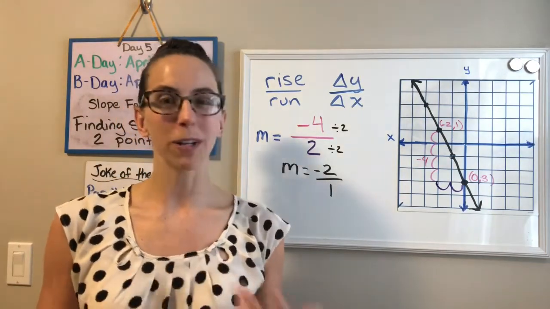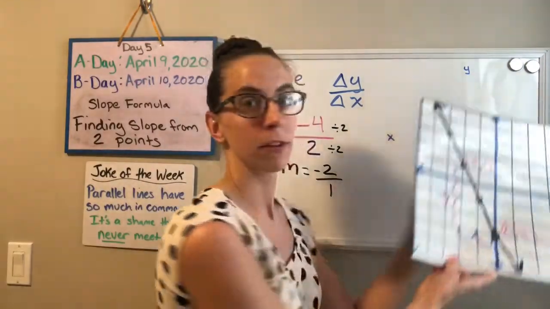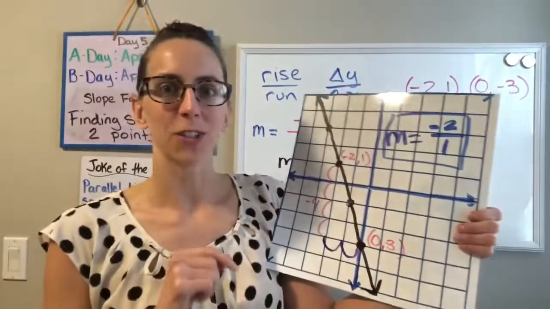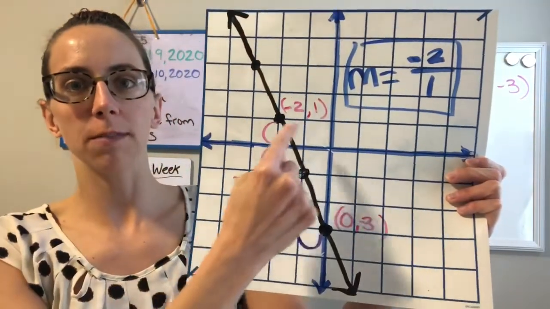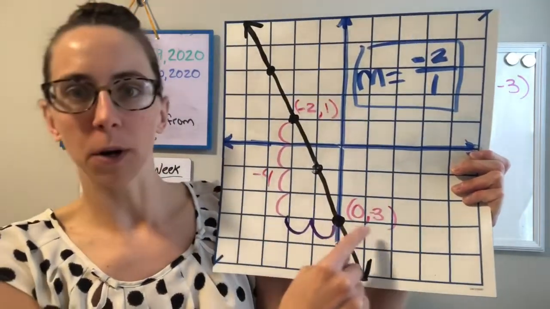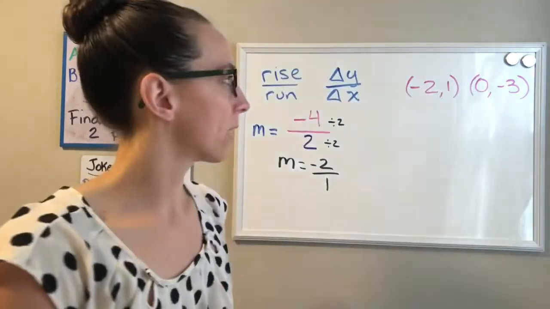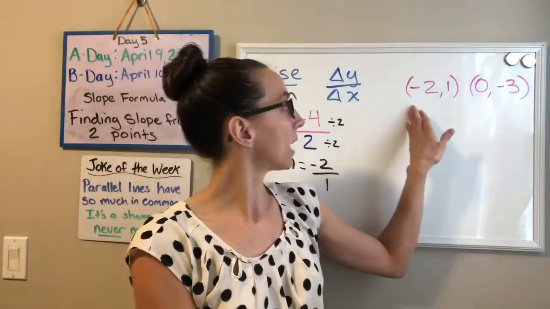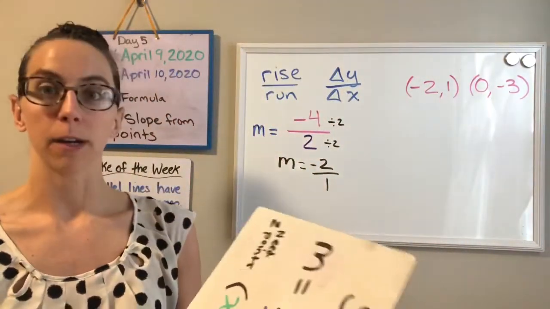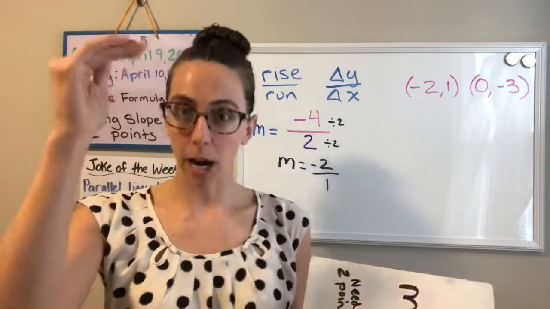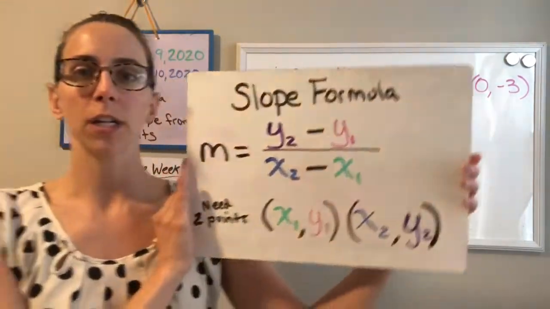But now, what if we don't have a graph? What if I was only given 2 points to find the slope? Now we know what this graph looked like, and we know the 2 points that we were talking about were -2, 1, and then 0, -3. And we know that that gave us a slope of -2 over 1. So what I've done so far is just write our 2 points up here, -2, 1, and 0, -3. And we have a formula which we can use where we can actually count the change in y, or the rise, and the run, the change in x. So we can use this formula right here.